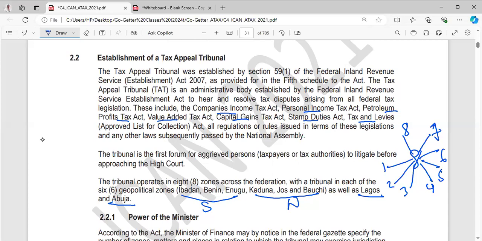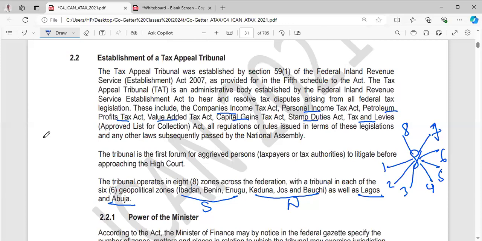People in Kaduna, Kano, and some other places that are near there, in the north, they go to Kaduna. Then those in Jos and the area near it, they go to Jos and Bauchi. Then Lagos, all those only in Lagos, they all go to Lagos. So you can't skip your zone. Even though you are in Ogun State, that is very close to Lagos, you need to go to Ibadan, which is Oyo State.